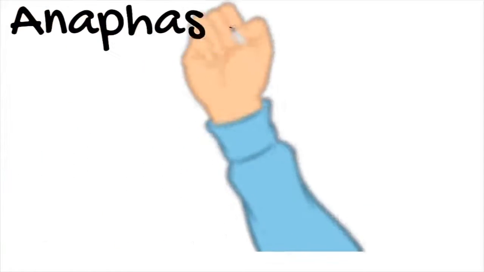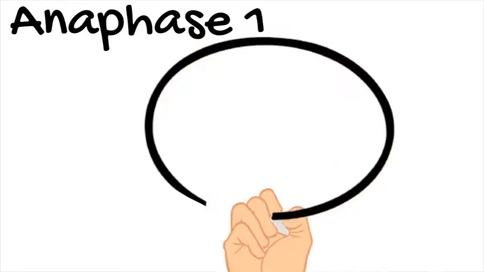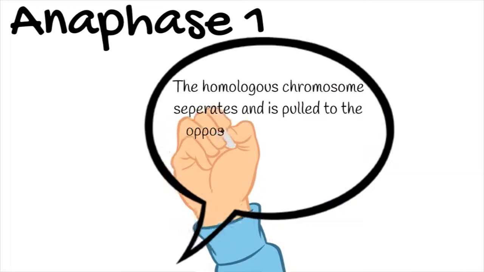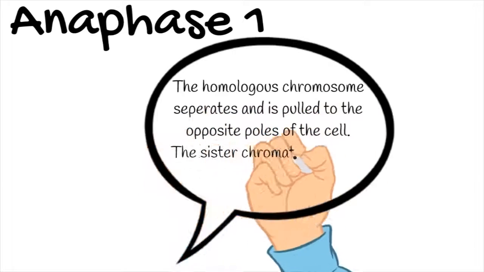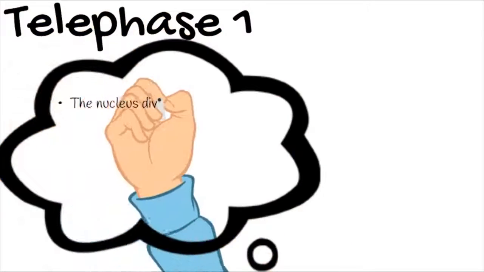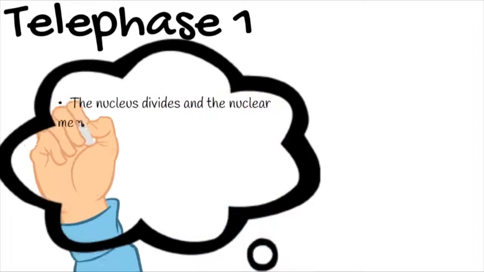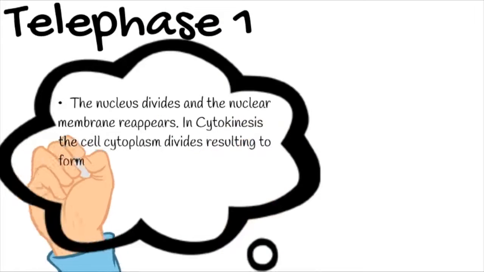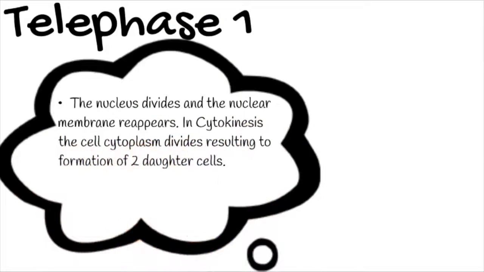In anaphase 1, the homologous chromosomes separate and are pulled to the opposite poles of the cell. The sister chromatids are still attached to each other in this stage. The next stage is telophase 1. Here the nucleus divides and you see the nuclear membrane reappearing. Now the cell division is completed by cytokinesis. Here the cell cytoplasm divides, resulting in the formation of 2 daughter cells.